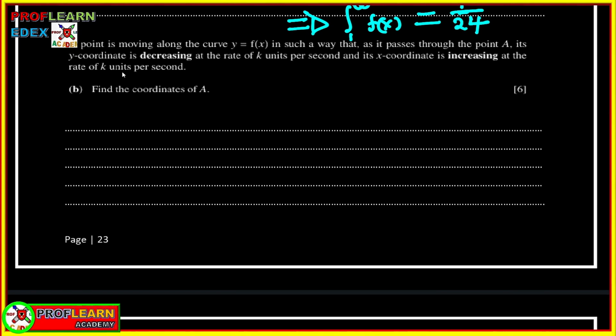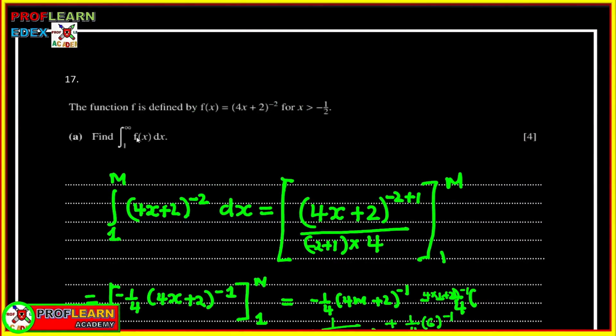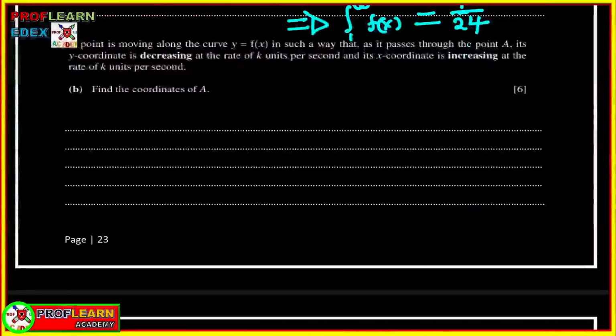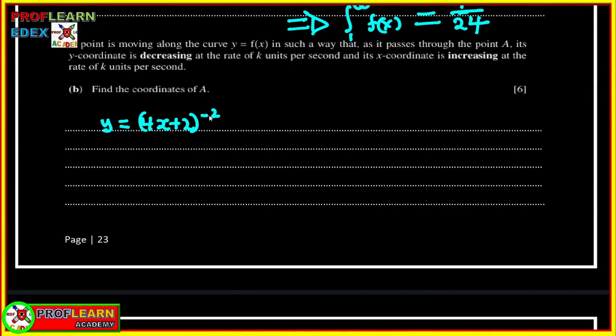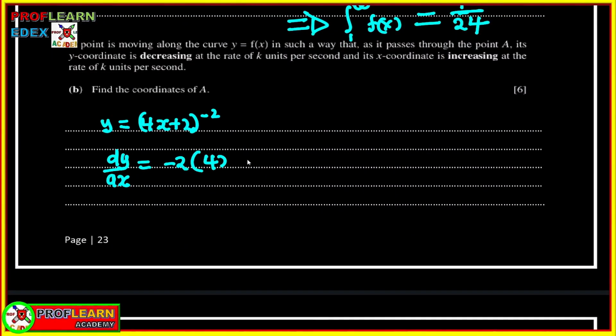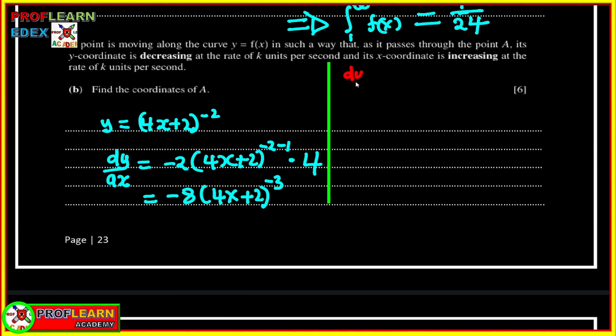Now in order to work this out, we're going to use dy/dx. Remember, we know the function that was given here, so let's write the function the way it was, so that we are able to find dy/dx. Differentiating that, we get this reducing to this. So we are going to have negative 8 into 4x plus 2 raised to negative 3, right?